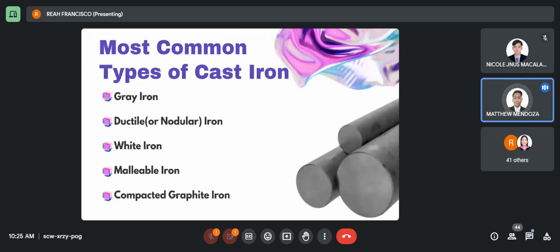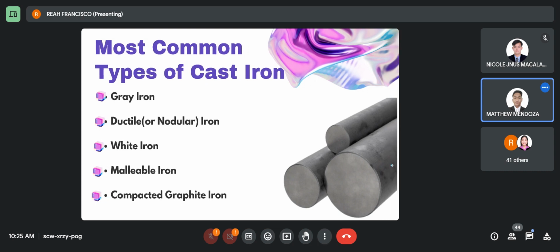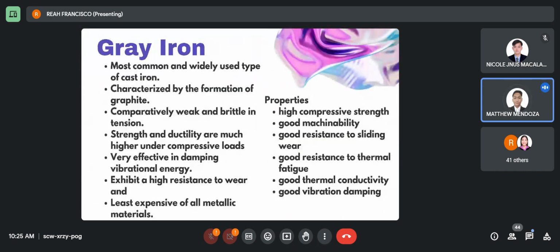So there are five common types of cast iron, which are gray iron, ductile or nodular iron, white iron, malleable iron, and compacted graphite iron. So ano nga ba yung pagkakaiba-iba nila and yung application nila? First po is yung gray iron. So gray iron is the most common and widely used type of cast iron, characterized by the formation of graphite. So yung graphite formation niya po is pointed and sharp end graphite plates. So dahil po dito, it is comparatively weak and brittle in tension.